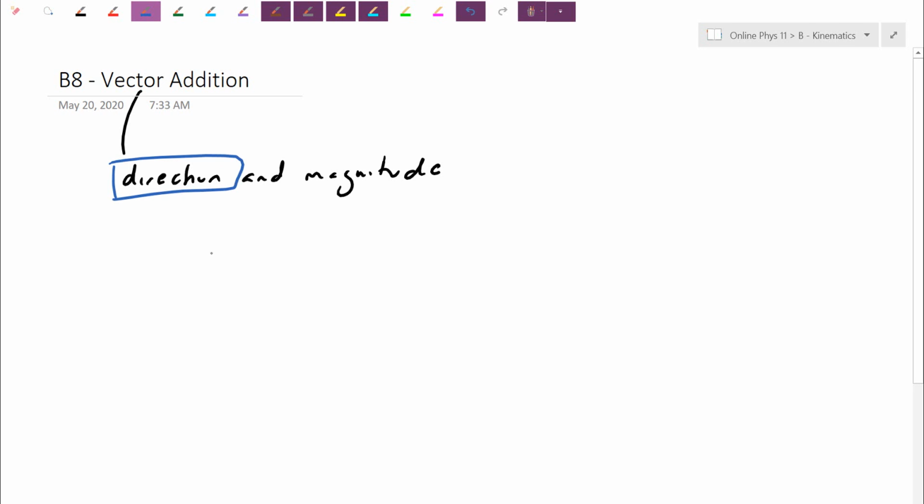So let's say I end up traveling to the right. The arrowhead tells me the direction, whereas the magnitude, the size, the number of it, is given by the size of this arrow. So if I walk 20 meters instead of 5 meters, I would expect the arrow to be a little bit bigger than before.